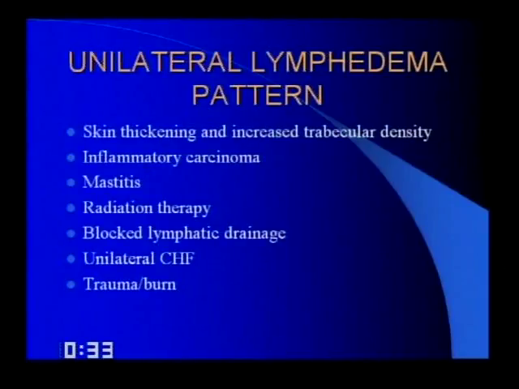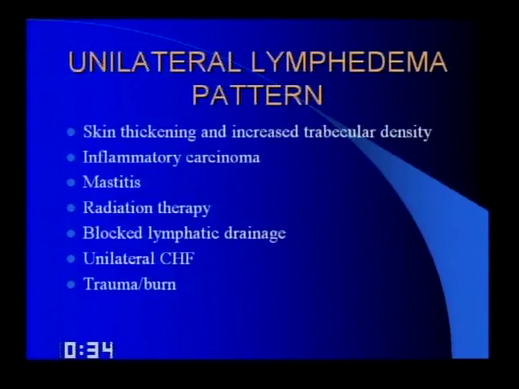So a unilateral lymphedema pattern is in this case, which is opposite to the shrinking breast. This is a markedly enlarged breast with skin thickening and increased density. The differential is inflammatory carcinoma, mastitis, radiation therapy. This would be acute radiation therapy changes as opposed to chronic, which would shrink the breast. Anything that would unilaterally block lymphatic drainage in the axilla on the affected side. Unilateral CHF is very uncommon but can occur. And then any kind of trauma, especially burns.